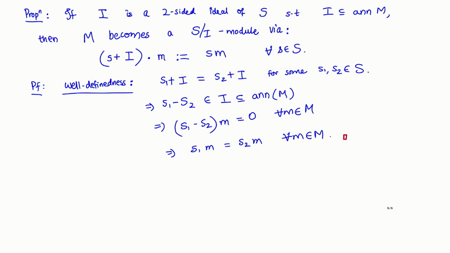So that completes the proof of well-definedness, because if you had chosen S1 as your representative, you would have gotten S1m. If you had chosen S2, you would have gotten S2m. But those two are the same answer always. So this is well defined. And then the other axioms are more or less obvious. So I will leave the other axioms for you to check.